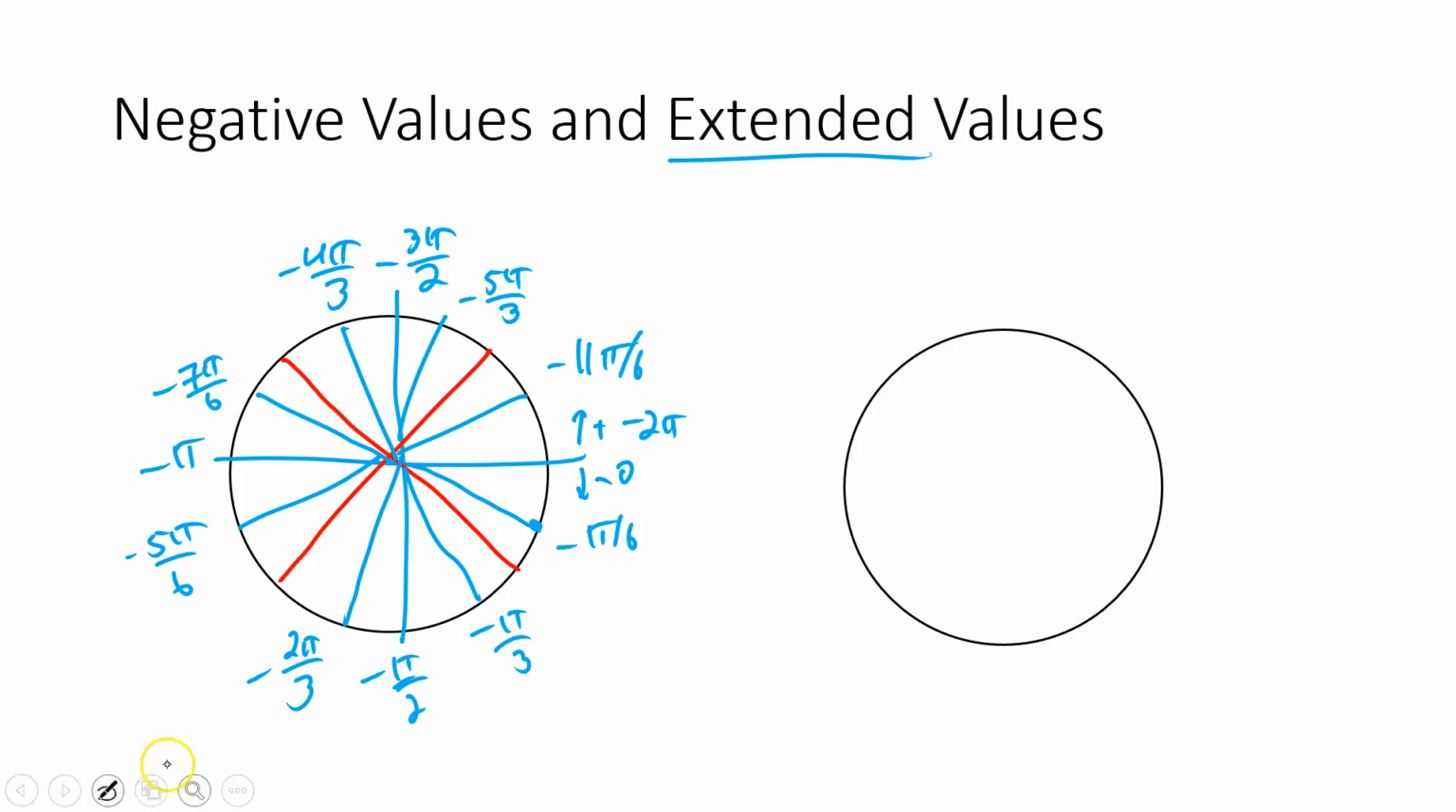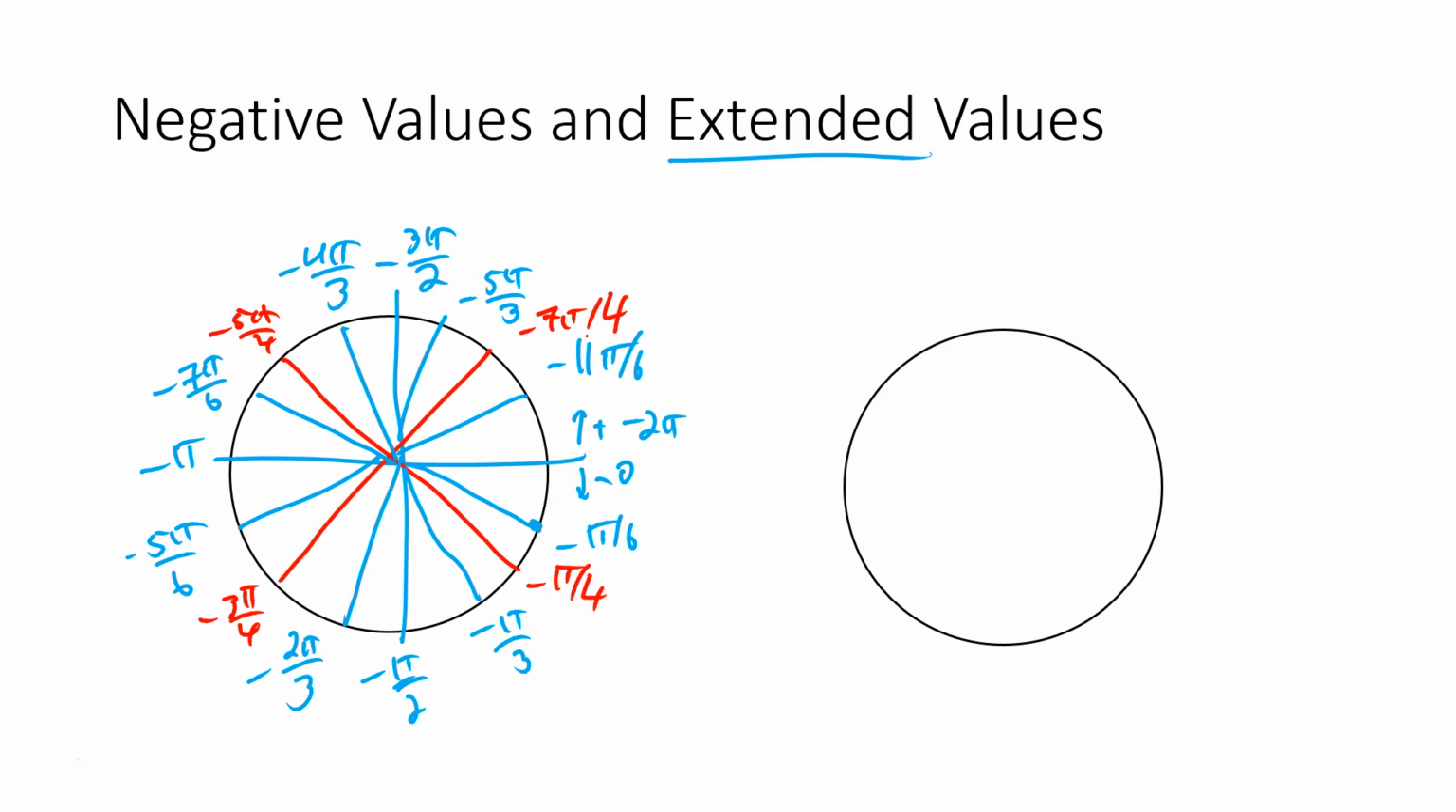So negative just takes you in the opposite direction. And the pi over 4s work as well. This would be negative pi over 4, negative 3 pi over 4, negative 5 pi over 4, and negative 7 pi over 4. So going negative again, just going down instead of going up.